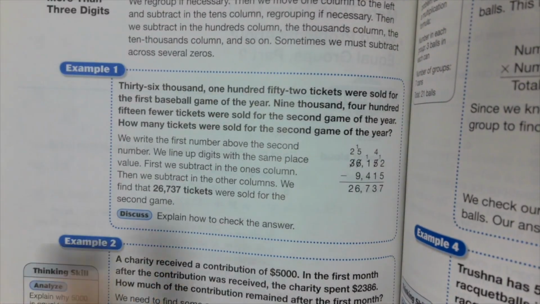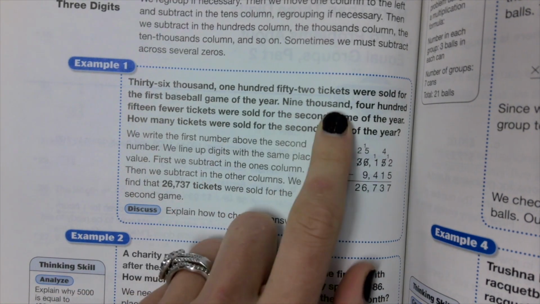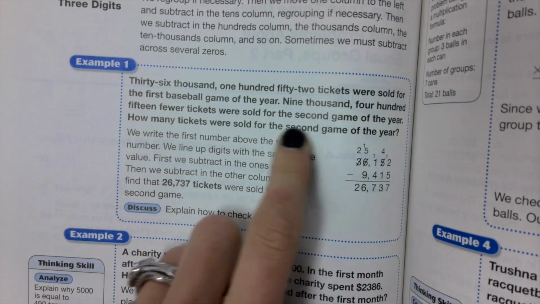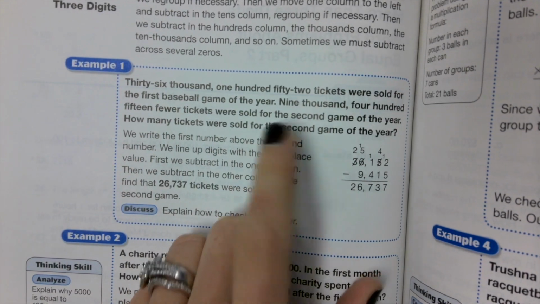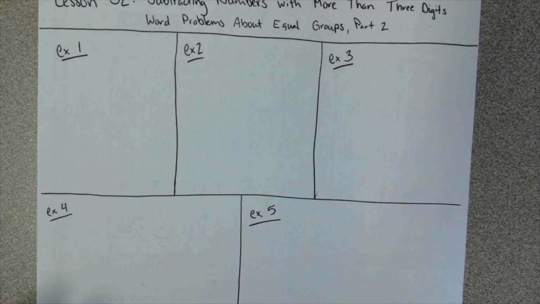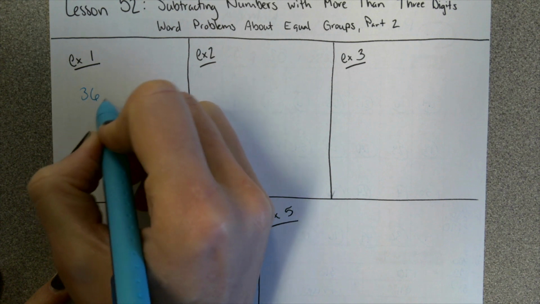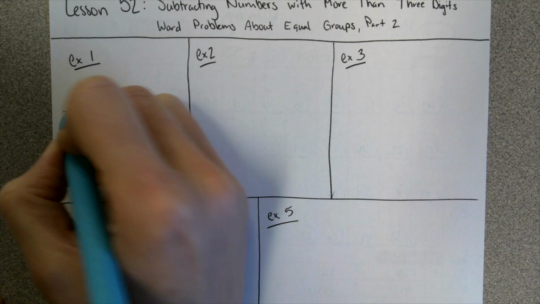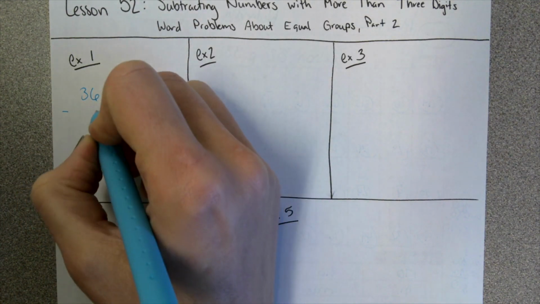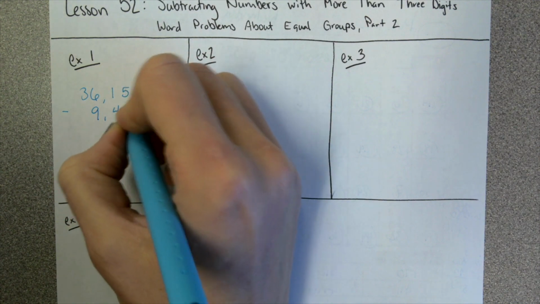it says 36,152 tickets were sold for the first baseball game of the year. 9,415 fewer tickets were sold for the second game. How many tickets were sold for the second game? Well, how many fewer tells us that we got to subtract. So let's do 36,152 minus 9,415.